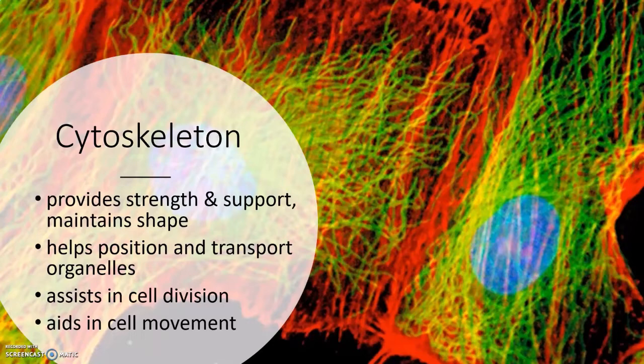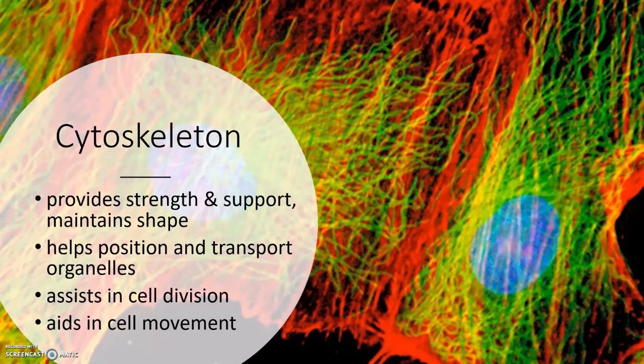You can see that the cytoskeleton, it is pretty much what it sounds like. Cyto, C-Y-T-O, is a prefix that means cell. And then we have the word skeleton. So what does a skeleton do in our bodies? It gives us strength and support. It maintains our shape. It allows us to stand up straight. That's pretty much what the cytoskeleton does inside of a cell.